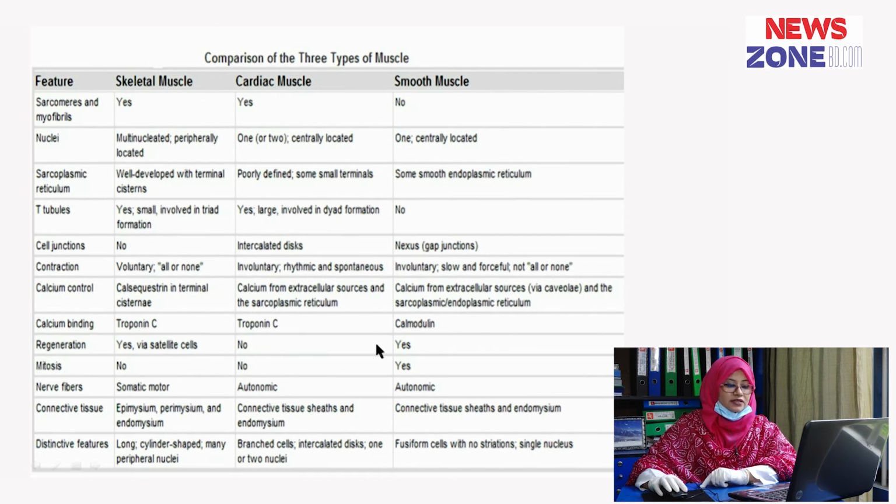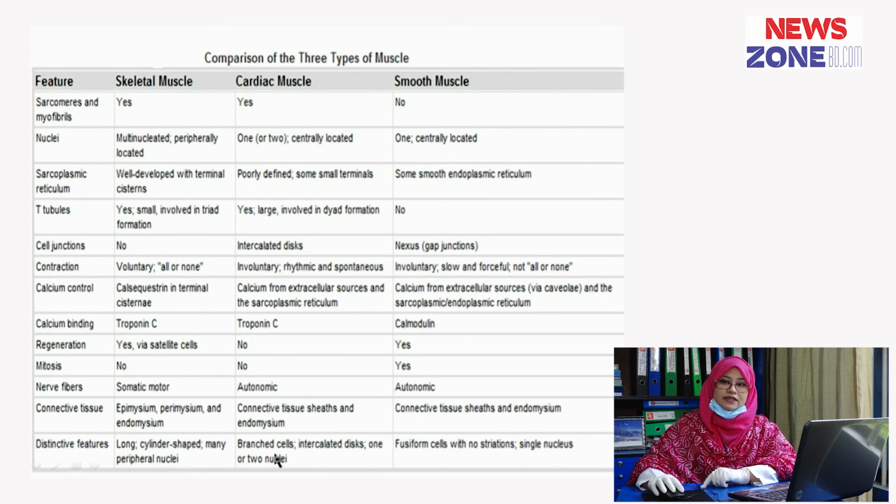Regeneration is present in skeletal muscle via satellite cells, absent in cardiac muscle, and present in smooth muscle. Mitosis is only present in smooth muscle. Nerve fibers: there is somatic motor supply in skeletal muscle, and autonomic supply in cardiac and smooth muscle. Connective tissue: epimysium, perimysium and endomysium are present in skeletal muscle, and connective tissue sheaths and endomysium in cardiac muscle, and connective tissue sheaths and endomysium are also present in smooth muscle.